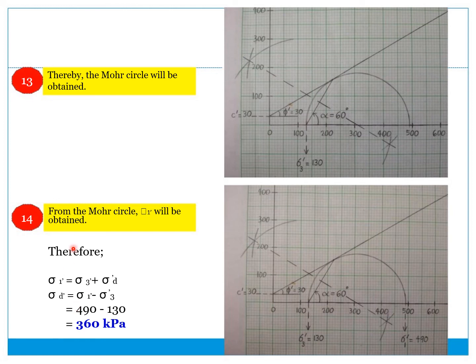From the Mohr circle obtained, you will get the sigma 1 prime. Sigma 1 prime is equal to sigma 3 prime plus sigma d. So sigma 1 is 490, and then you have sigma 3 prime 130, so you will get sigma d of 360 kilopascal.